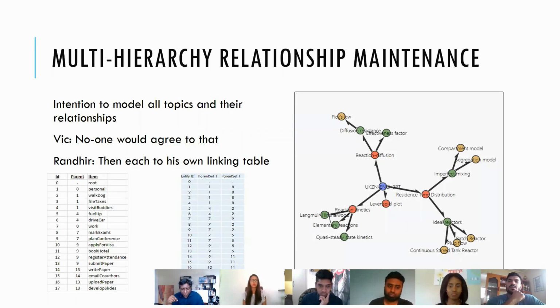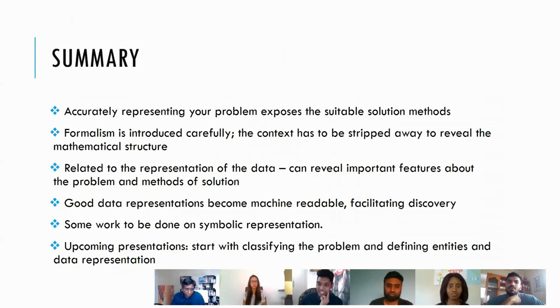I wasn't sure how fast I was going to finish the first part, but I think it's a good place to stop. So generally, I hope this has explained better why I've been harping on about formalizing the problems and classifying what we're doing. Of course, we want to strip away the context and reveal the mathematical structure. We'll show later that the way the data can be represented also reveals features about the problem and the solution. And the overall goal is that we want to make our developments machine readable, right? Once they are machine readable, it becomes possible to automate the solution of problems.